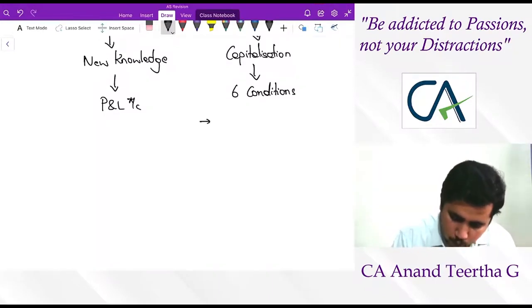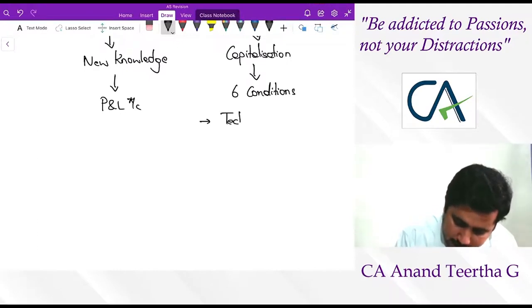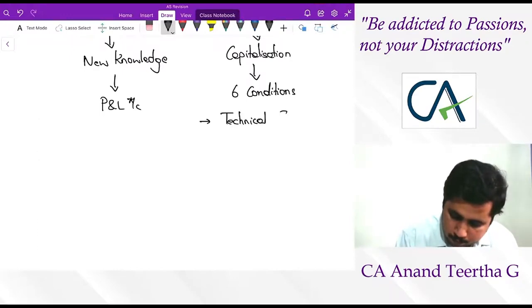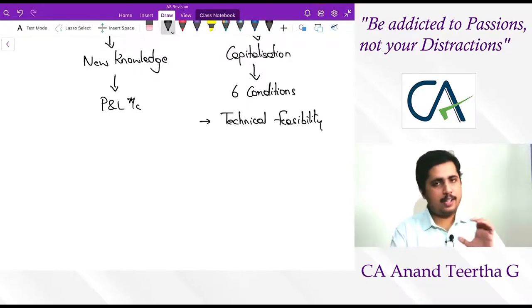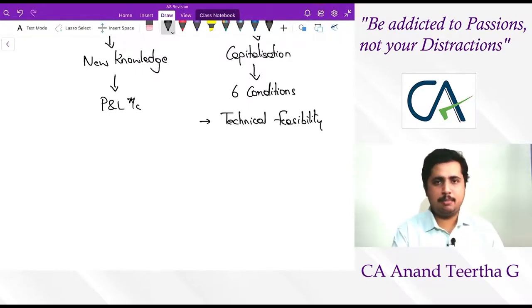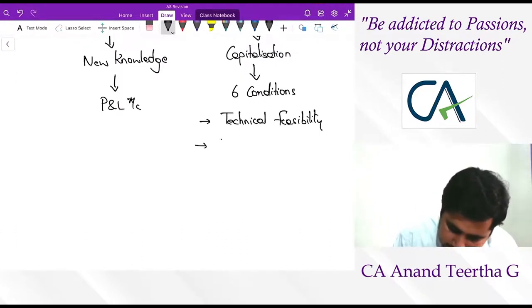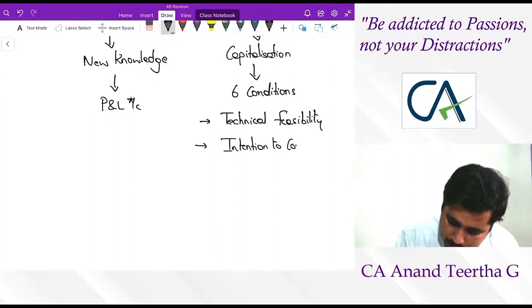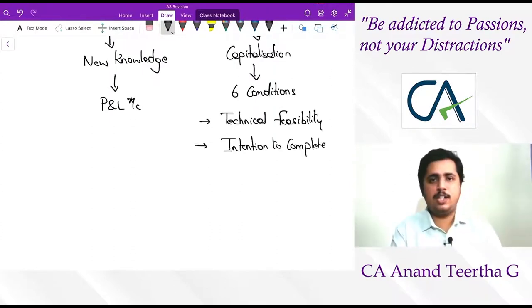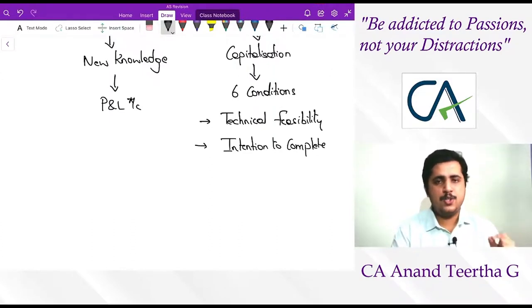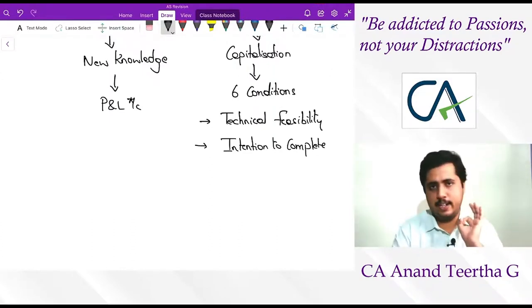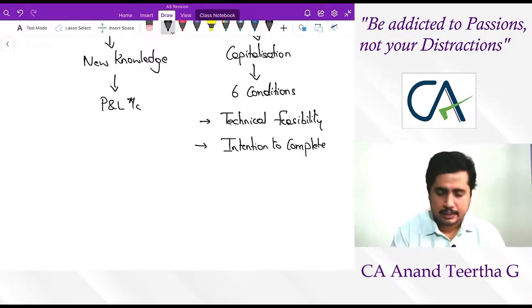1. What is the first condition? The first condition is there has to be technical feasibility. Okay, that it could get completed, there will be proper intangible asset later, etc. Second one, there is intention to complete. So whatever you have planned for, there has to be an intention to complete that, not dropping in between. So if there is total focus that yes, it will get completed without any hiccups, then consider it.